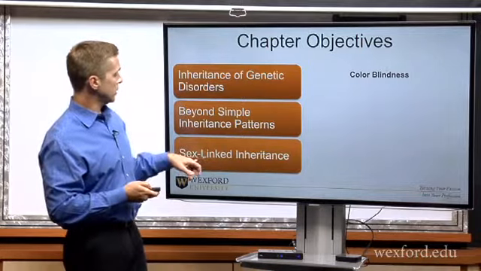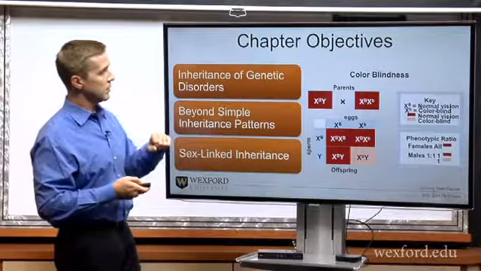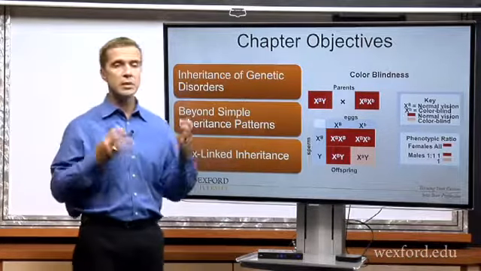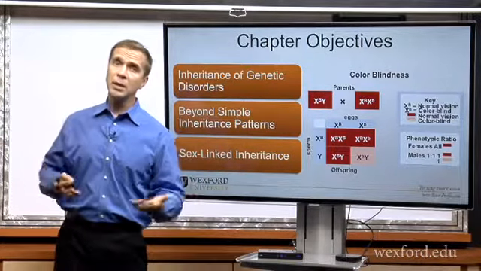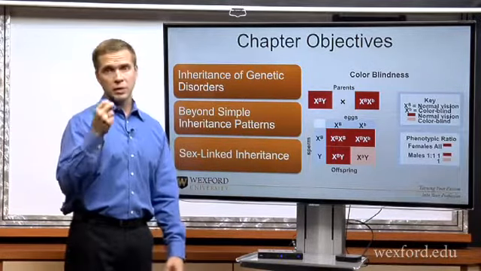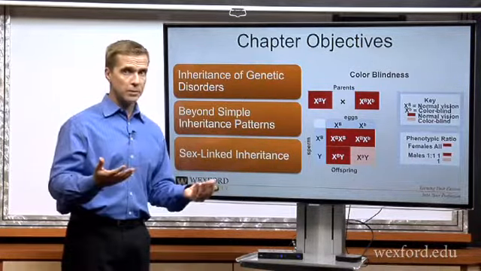Then we're going to look at sex-linked inheritance. And once again, a great example of a sex-linked inheritance is colorblindness. When it's sex-linked, what does that mean? It means that the trait is actually carried on the sex chromosome, either the X or the Y.